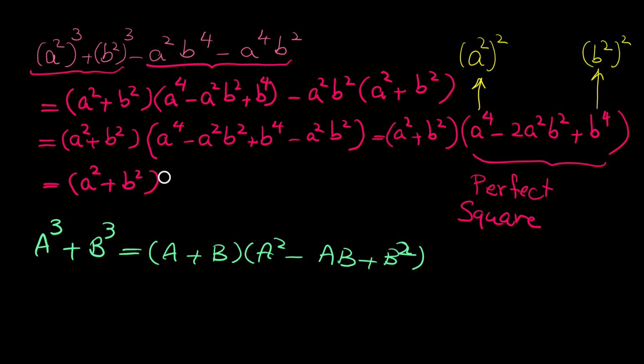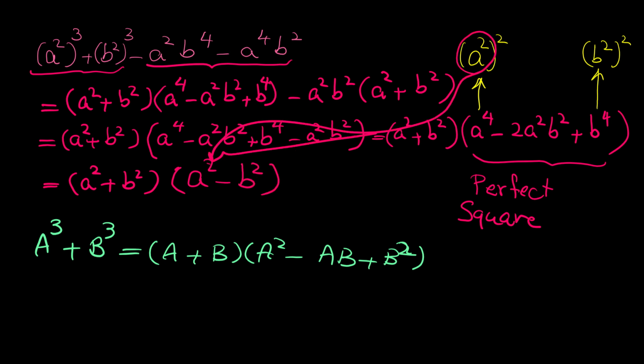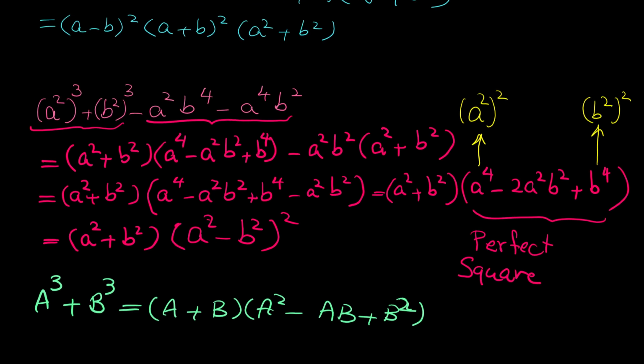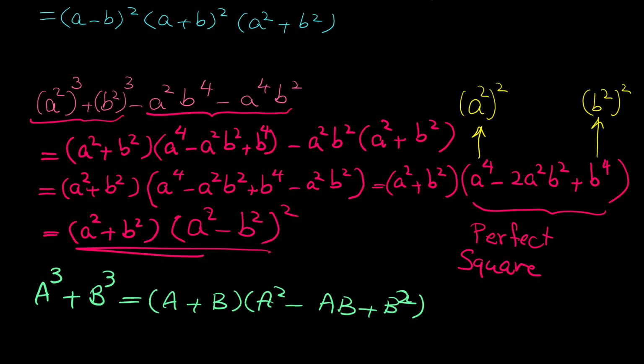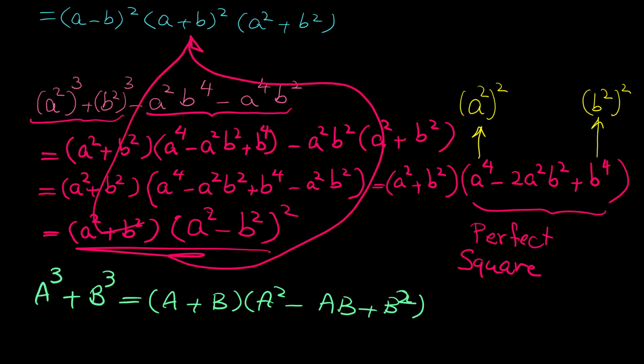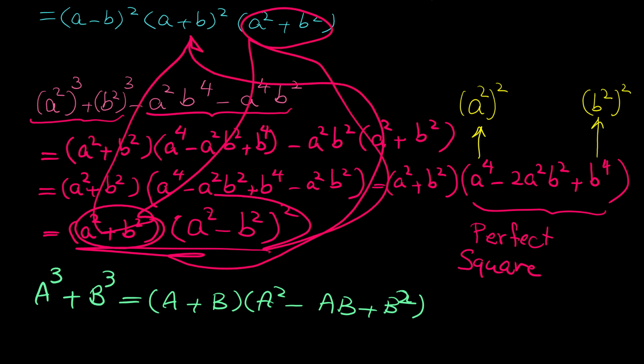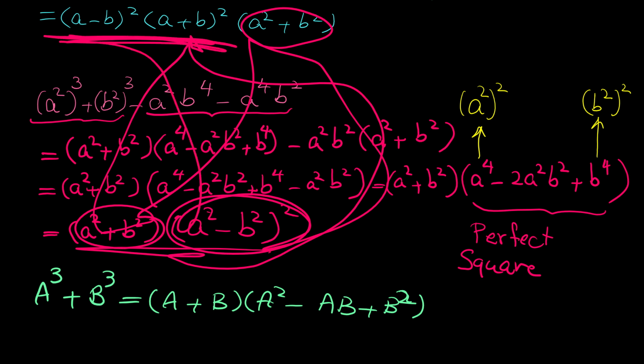So we can write this in the form of a². Based on the perfect square identity, we can write this as a² minus b². This is what goes here, and this is the other term that goes here. (a² minus b²) to the 2. But if you pay attention, this is still different from the answer that we got from the previous method. a² plus b² is the same, but this part is a little different than this.